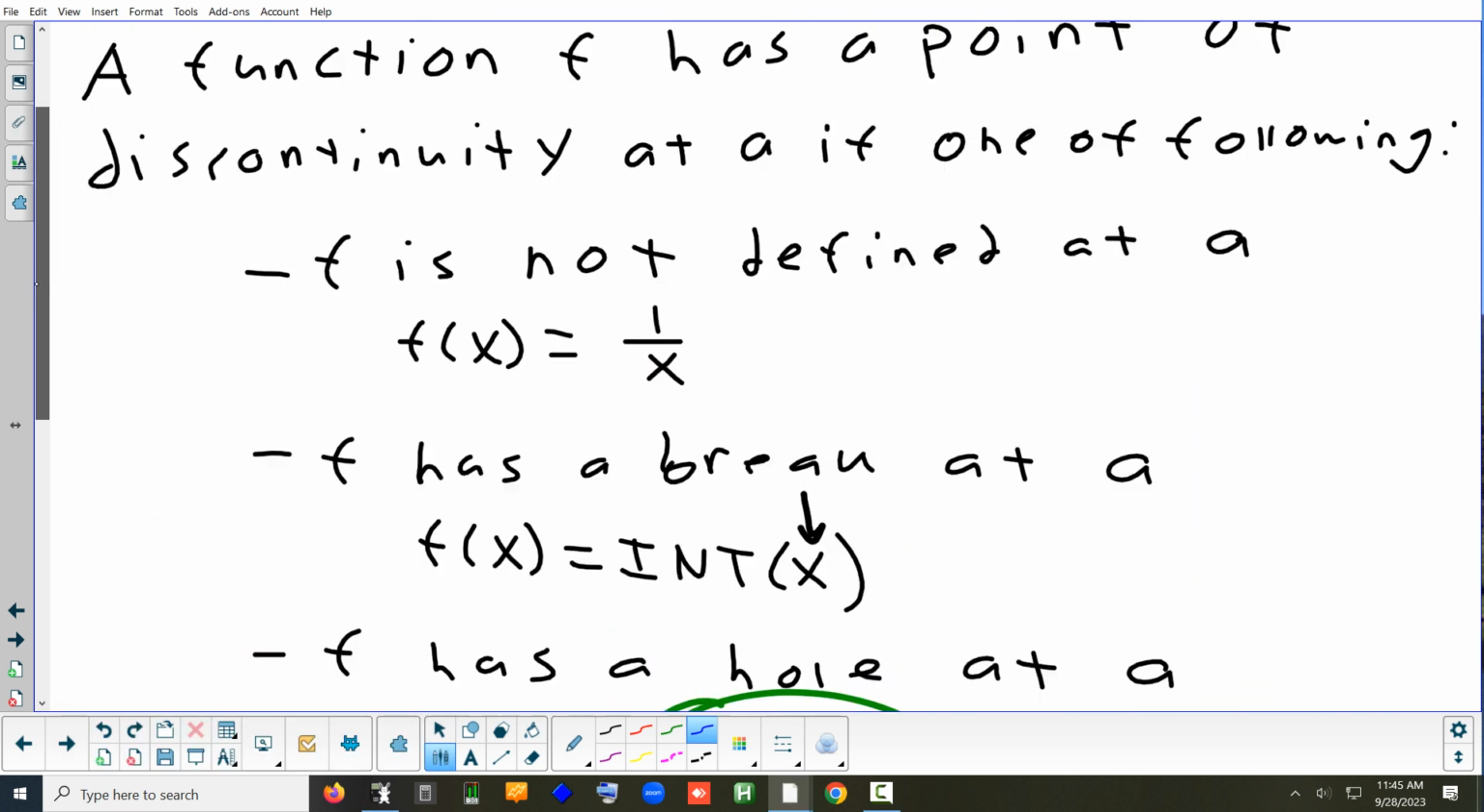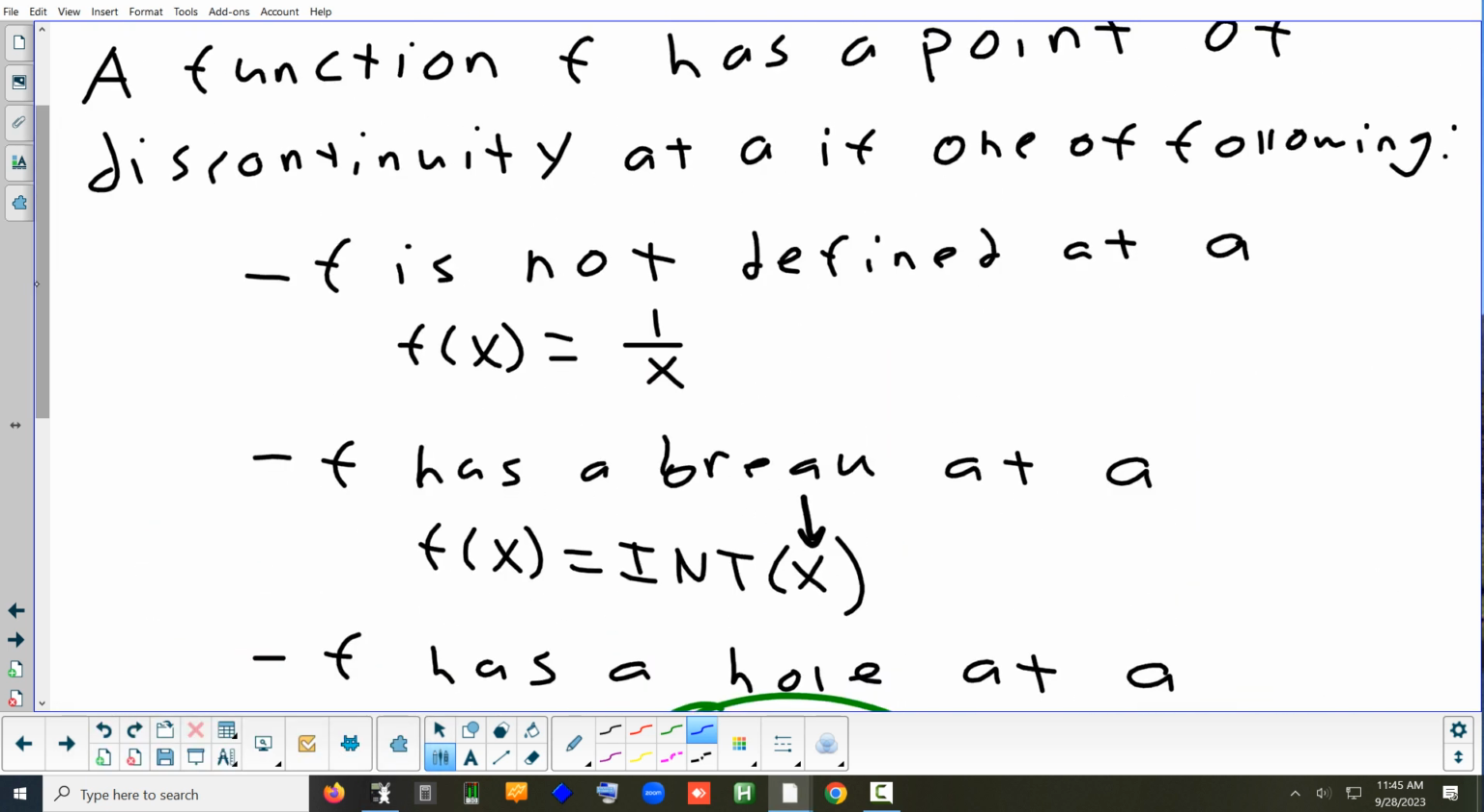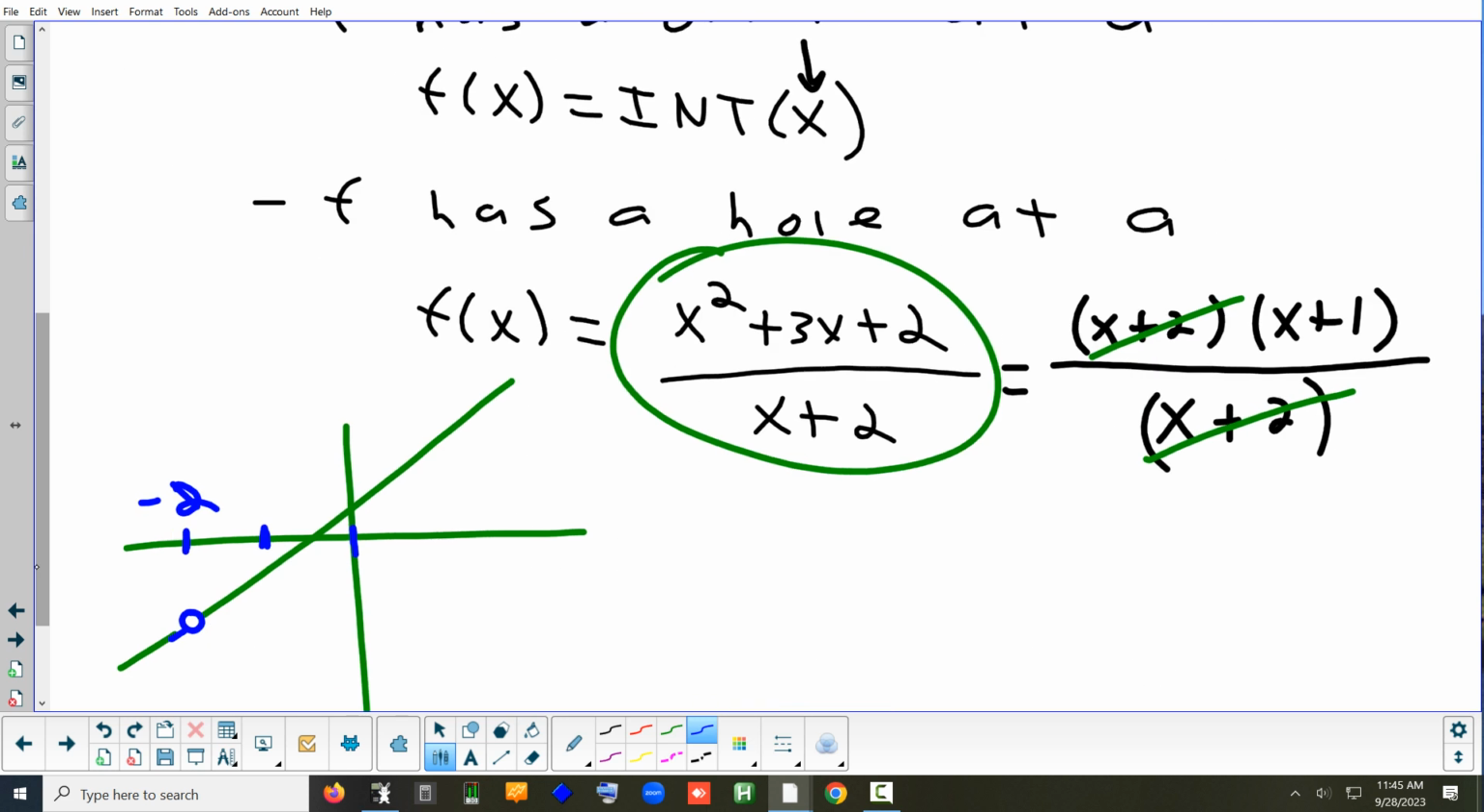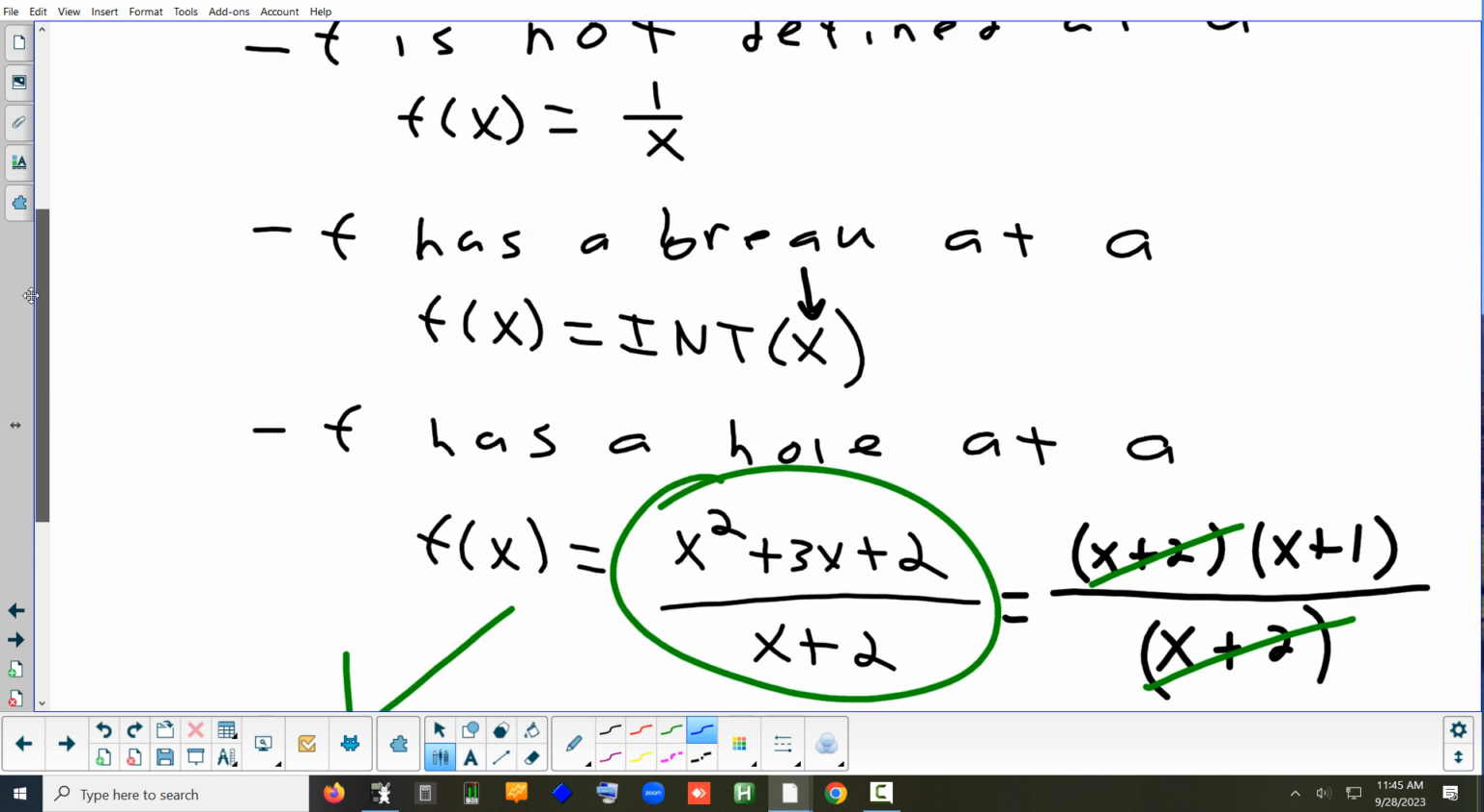So just to kind of summarize, undefined value you can see very easily. Undefined value you can't see very easily because it's a small hole. And then a break in a graph that's also very easy to see.